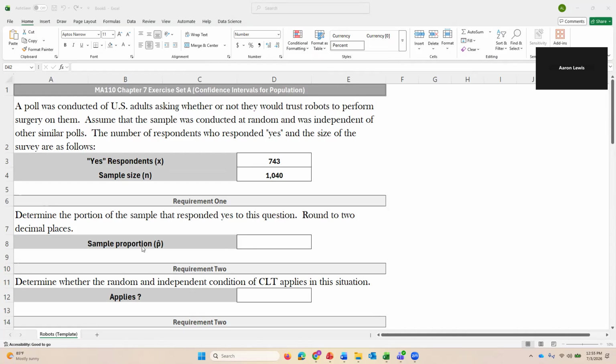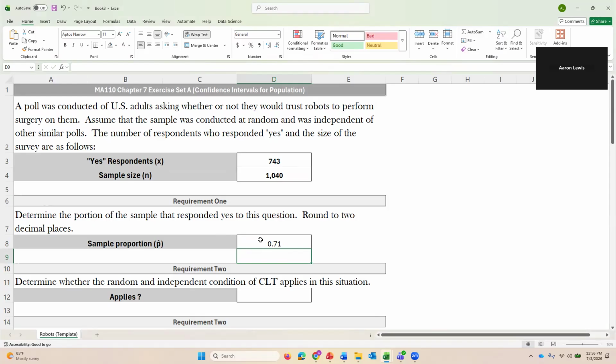So what is the sample proportion, the p hat, if you will? It is your x divided by your n. 743 out of 1,040 respondents said yes. So if we take 743 and divide it by 1,040, we essentially get the percentage of respondents that said I would be comfortable having a robot perform surgery.